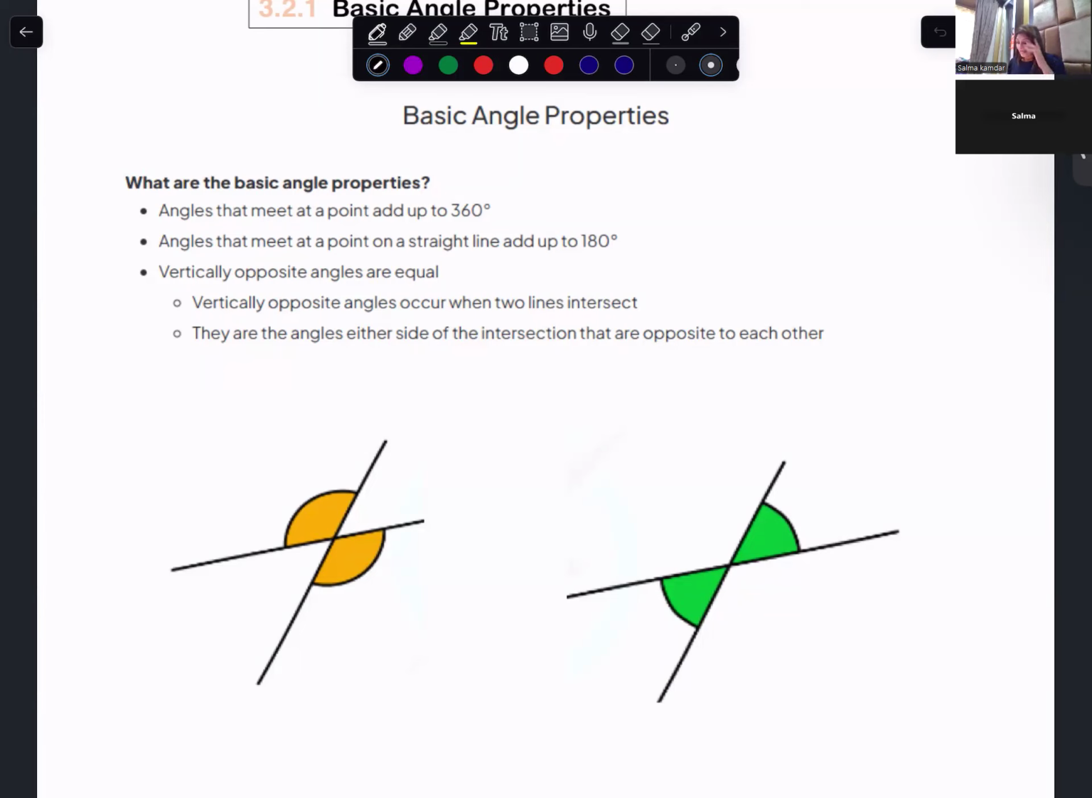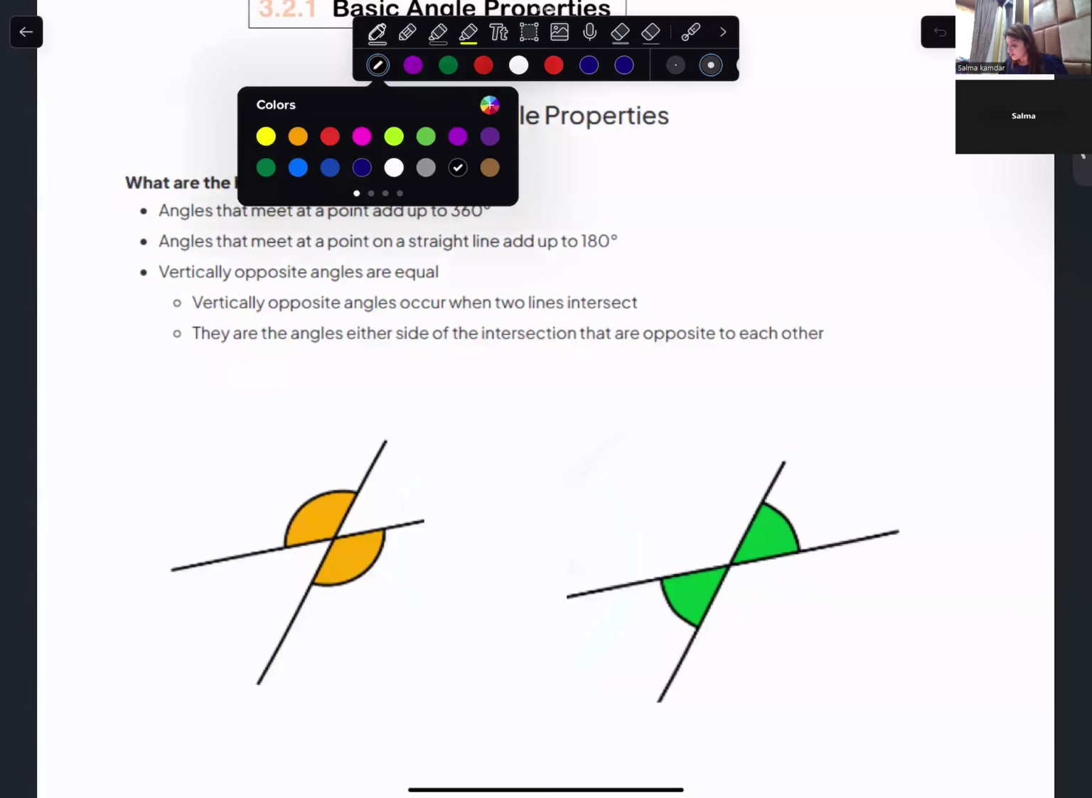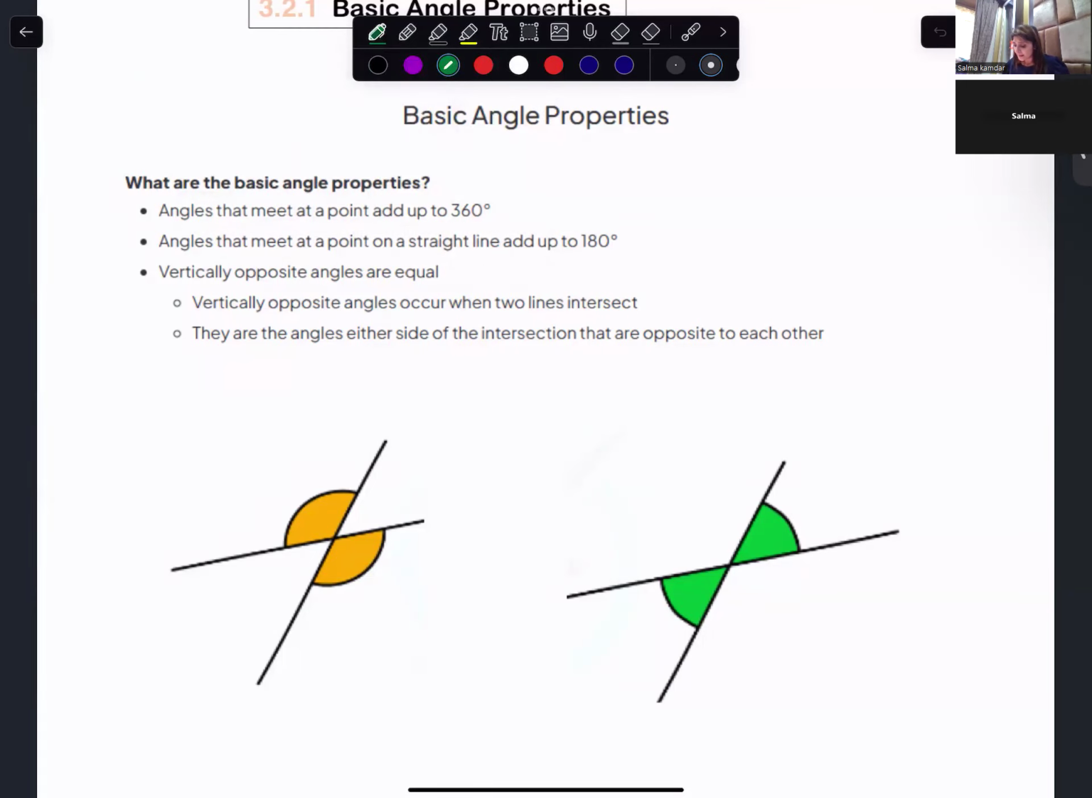Let's do the basic angle properties. When I'm talking about an angle, it means anything that is on a straight line or on a triangle. Now let's talk about our basic angle properties. Angles that meet at a point add up to 360 degrees.